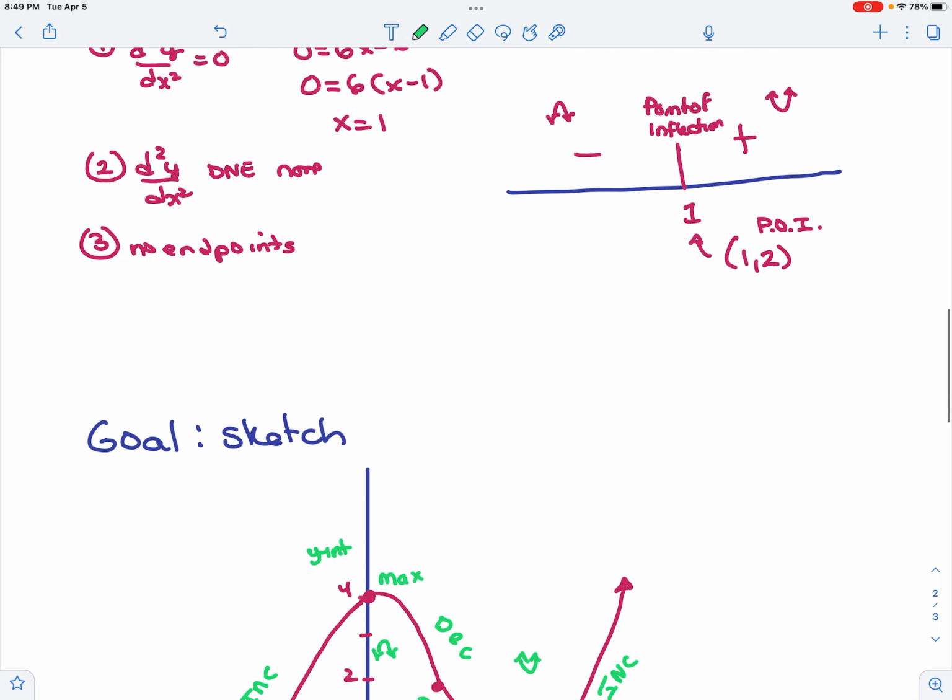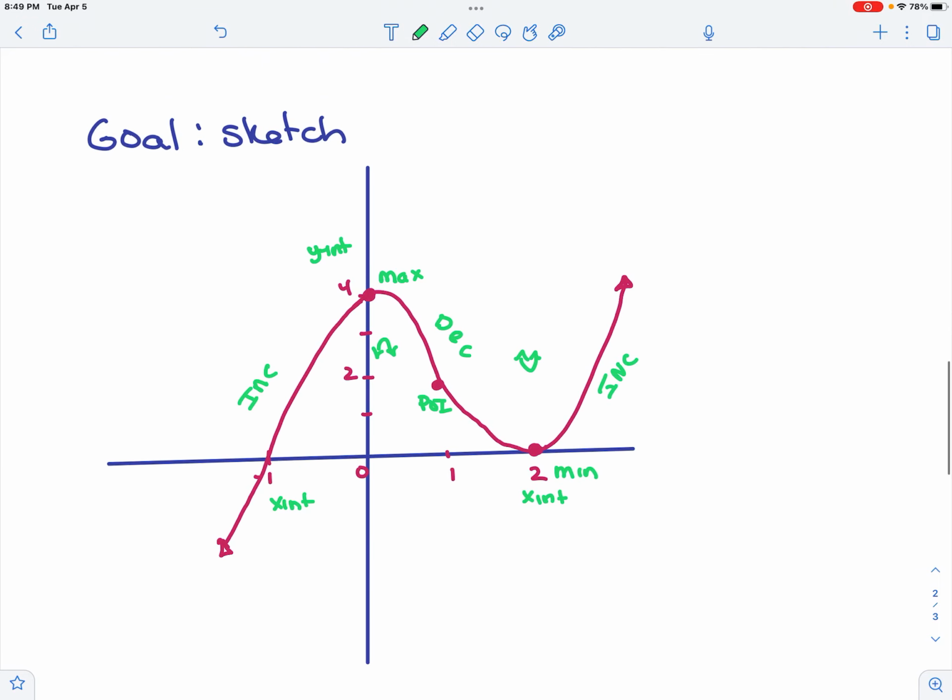Okay. So it would have been easier if I had maybe brought my sign diagrams down so you could see them next to the graph, but hopefully you followed that.